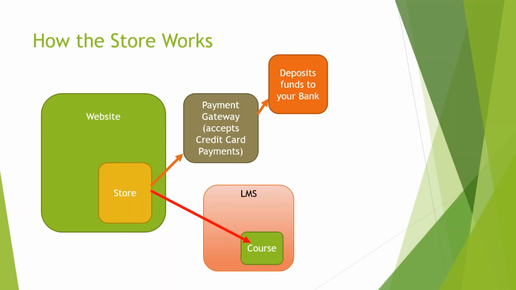When people purchase, they are automatically enrolled in the course in the learning management system. Their payment goes through a payment gateway. That's the payment gateway is how it accepts credit card payments. And you will have to choose a payment gateway, and we'll talk about that in a little bit. And then the payment gateway deposits the funds to your bank. So that's the workflow of how you get the money and how users get put into your courses.